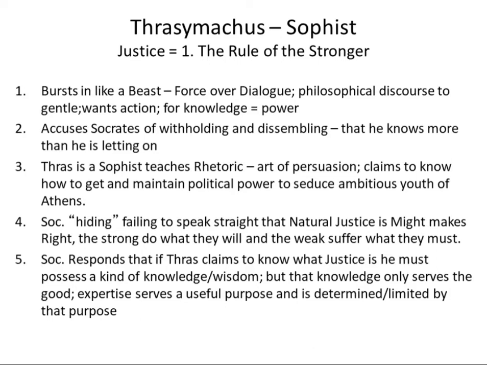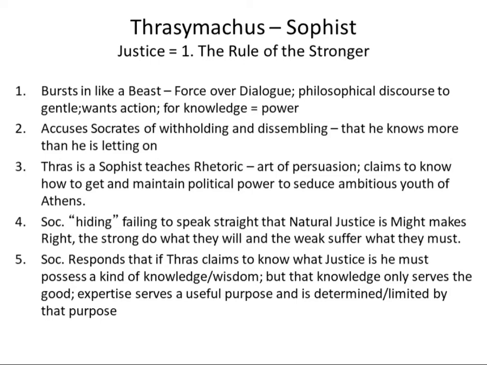Thrasymachus accuses Socrates of hiding, failing to speak straight about natural justice being might makes right: the strong do what they will, and the weak suffer what they must. Socrates responds that if Thrasymachus claims to know what justice is, he must possess a kind of knowledge or wisdom, but that knowledge only serves the good. Expertise serves a useful purpose and is determined and limited by that purpose.